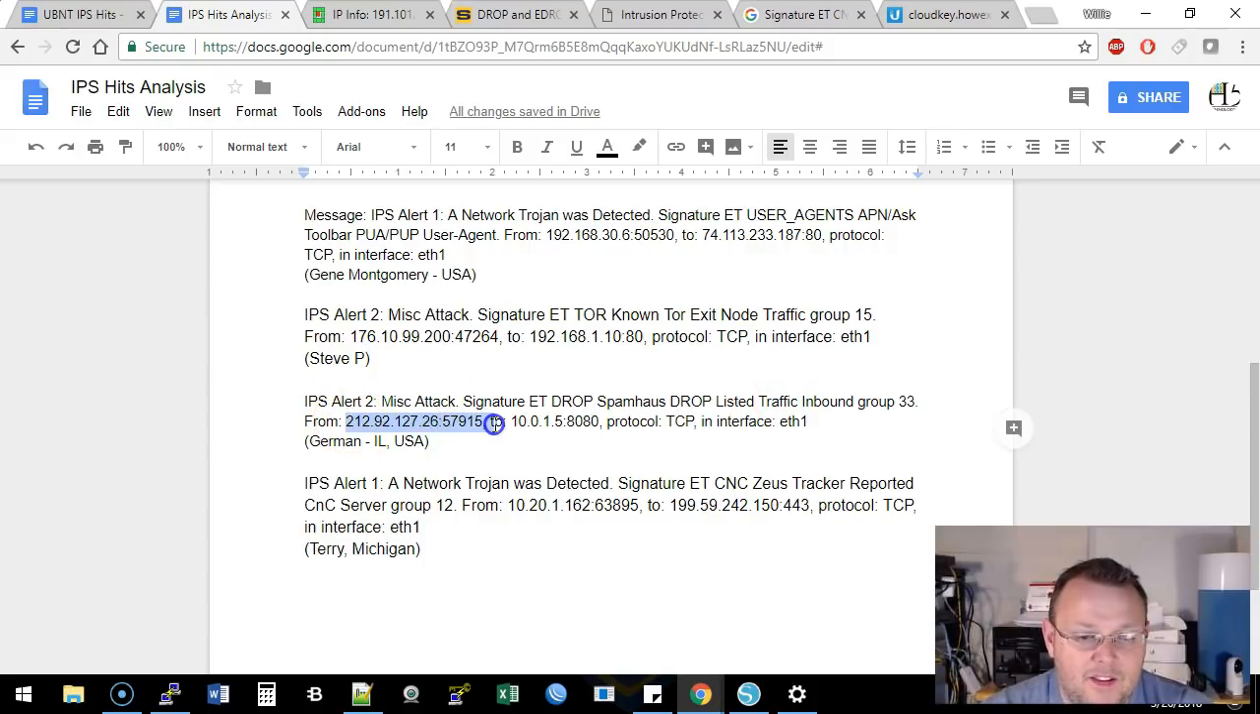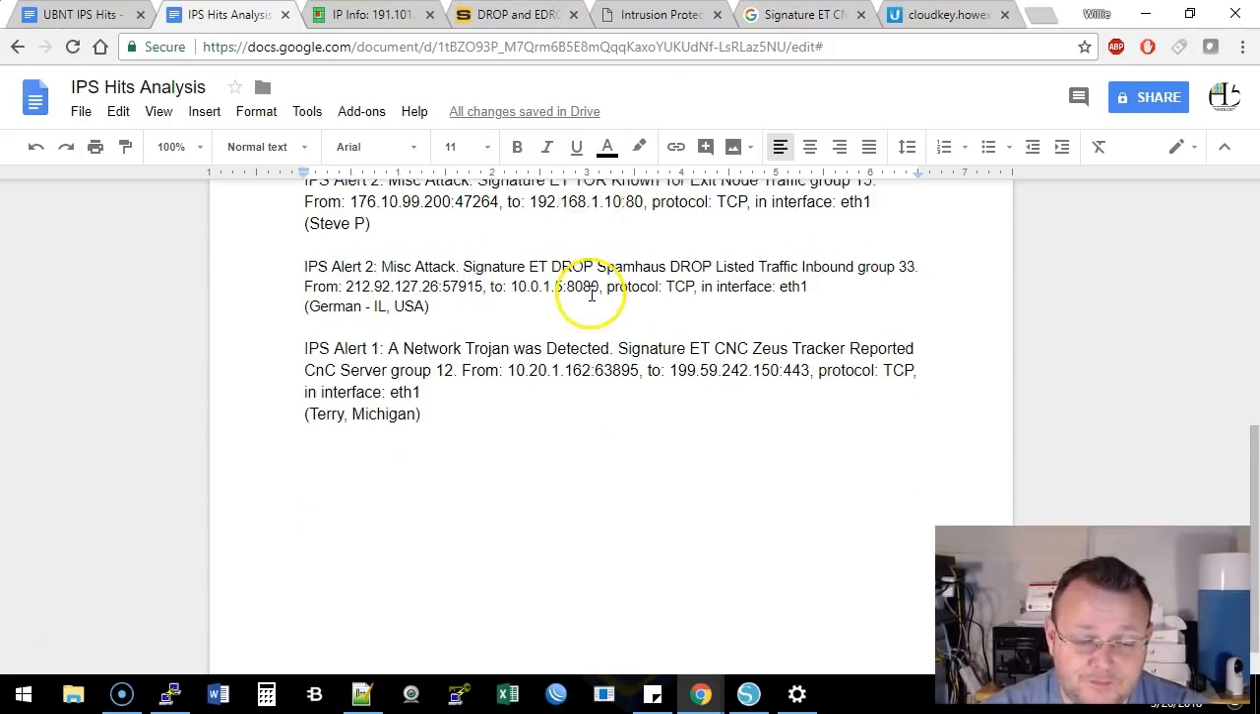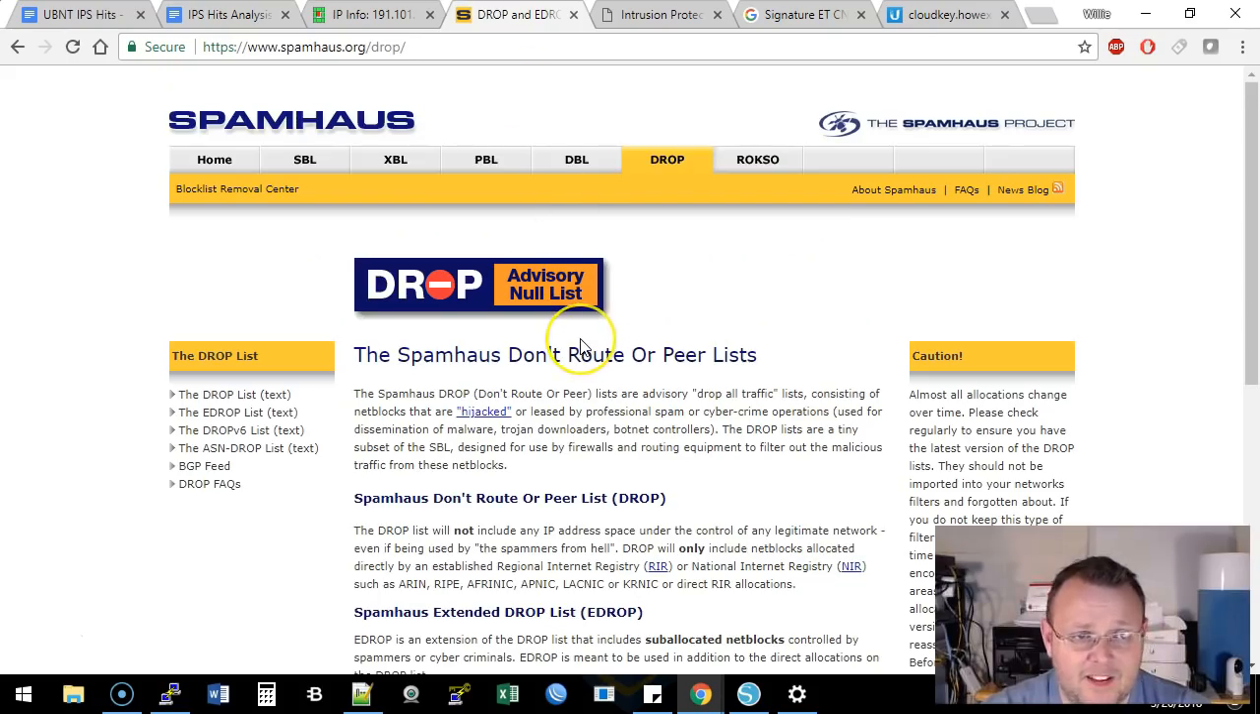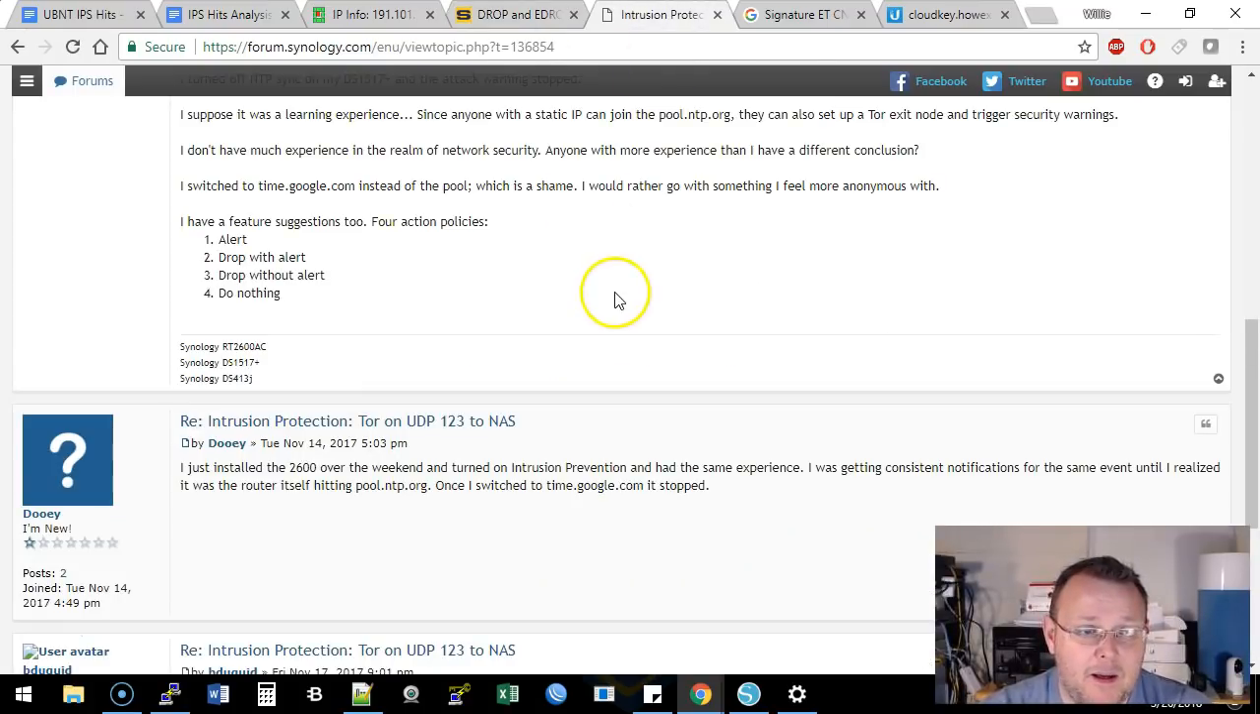So this DROP that we're seeing here, this miscellaneous attack signature from the Spamhaus DROP list, we got a positive match on the signature, so the IPS is going to drop that traffic. So if that's not legit traffic, man, good luck getting off the Spamhaus list. Yeah, good luck with that. So go out here, take a look at it.